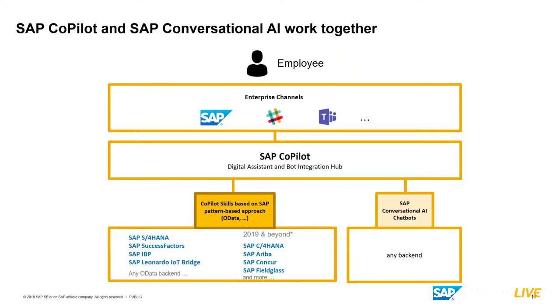This is a simplified picture. If you're an employee, you access Copilot either directly or via Slack. If it's an SAP system, then via the skill builder. If it's any other system, via conversational AI chatbots. And let me give you an example of what this looks like.